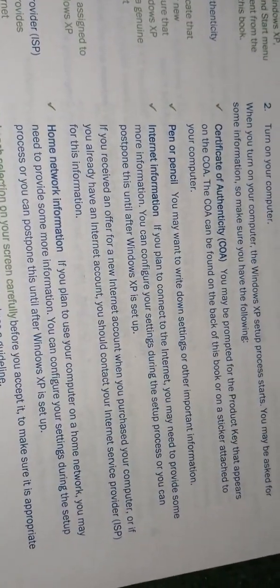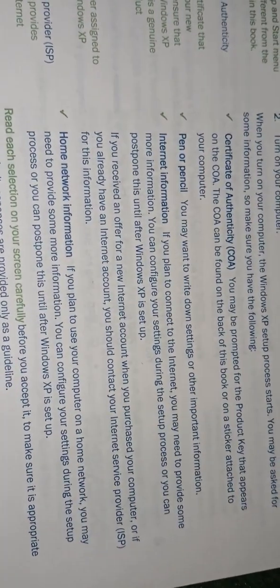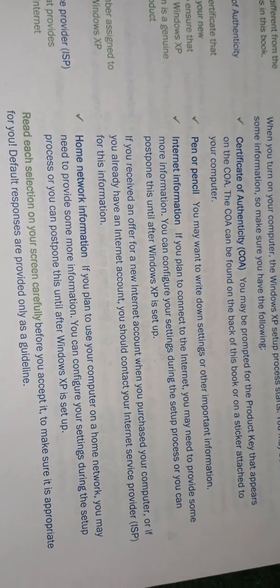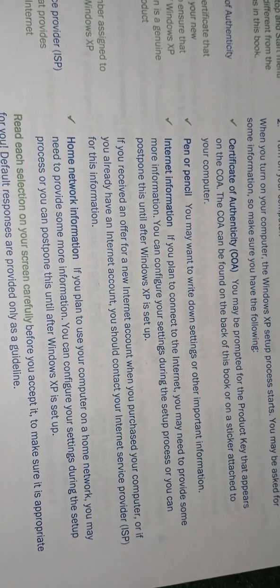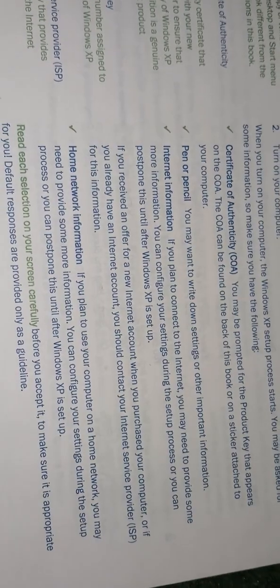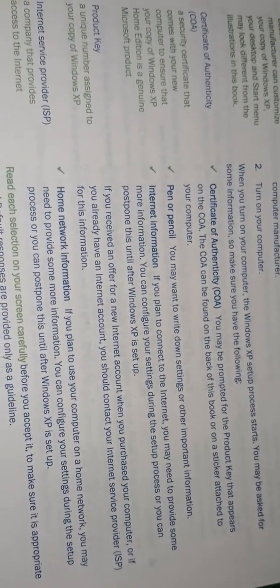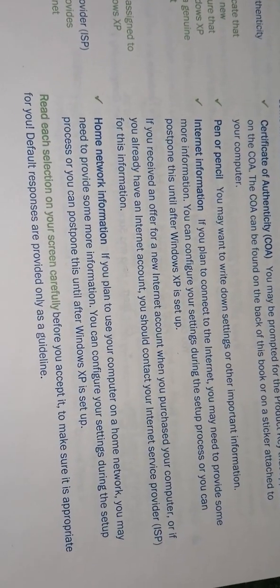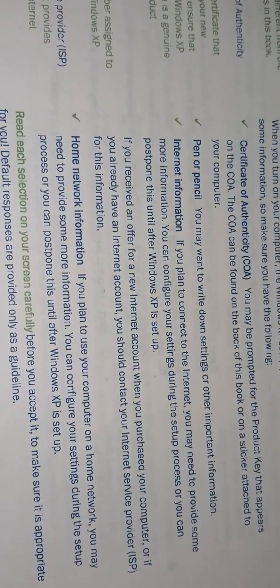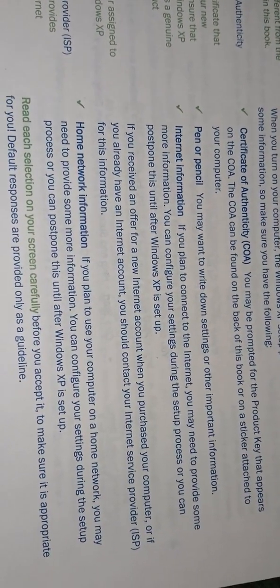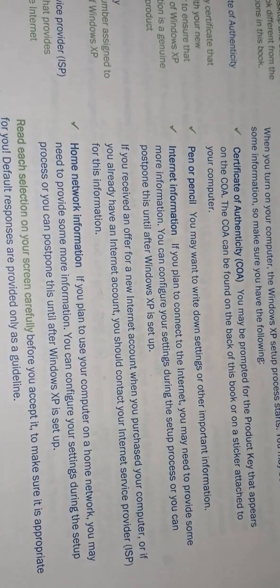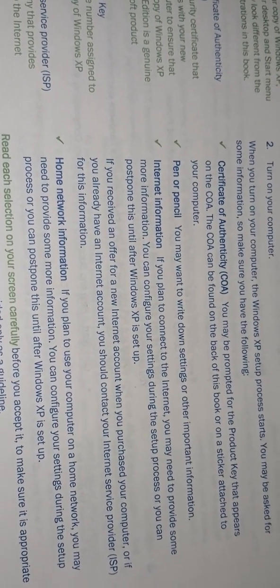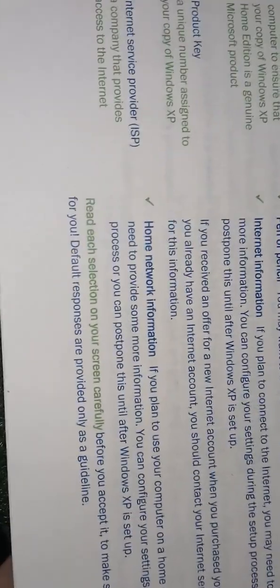Internet information. If you plan to connect to the internet, you may need to provide some more information. You can configure your settings during the setup process, or you can postpone this until after Windows XP is set up. If you received an offer for a new internet account when you purchased your computer, or if you already have an internet account, you should contact your internet service provider, or ISP, for this information.